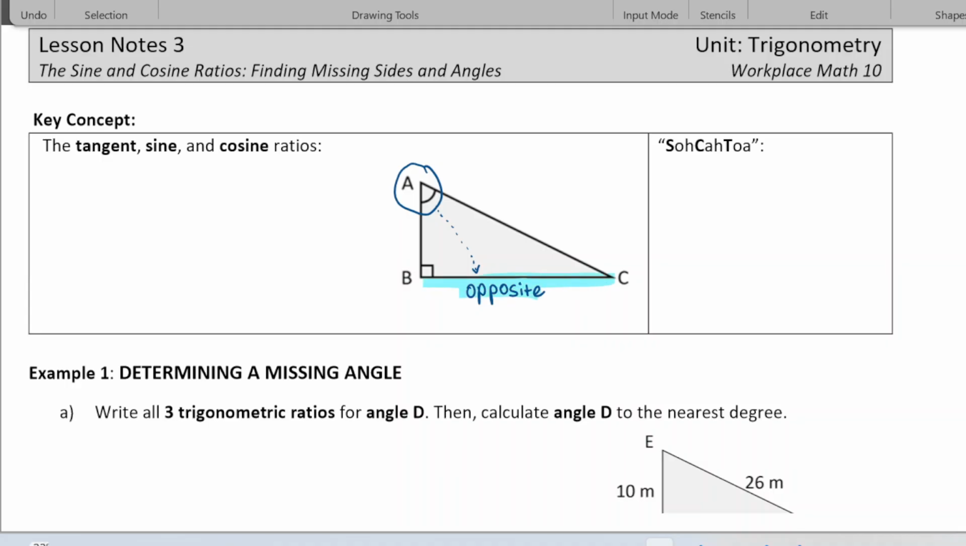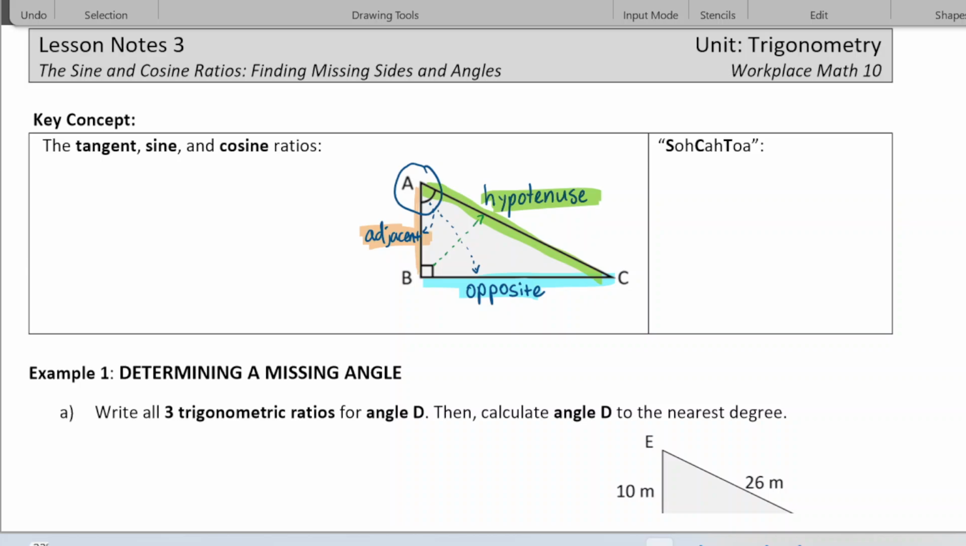And then we also talked about in the last lesson that the side right next to A that's not the hypotenuse is called the adjacent side. I'm going to use orange for that side today. And then the longest side in our triangle, which is always right across from the right angle, is called the hypotenuse. We've been labeling that side, but we've not been using it so far. So we're going to use it with our new ratios today.